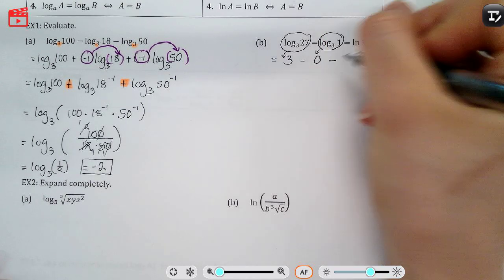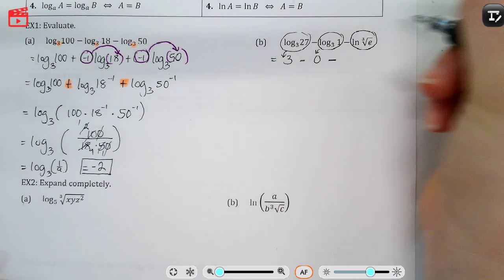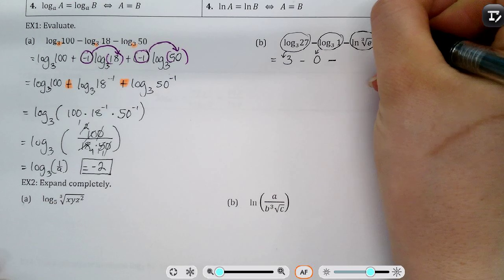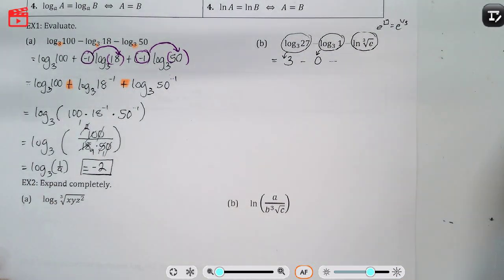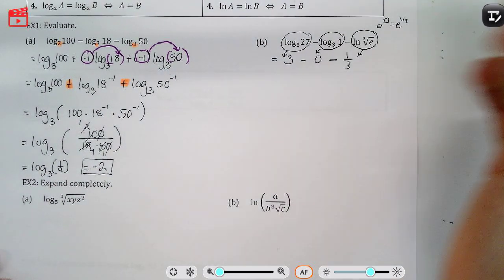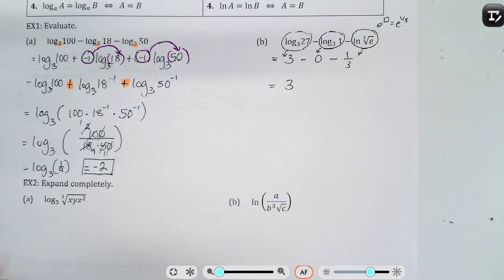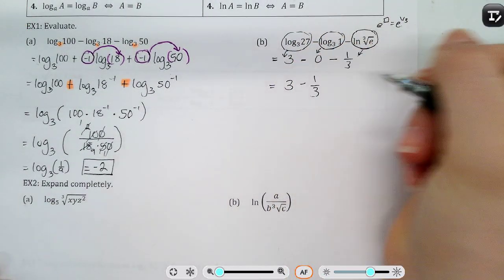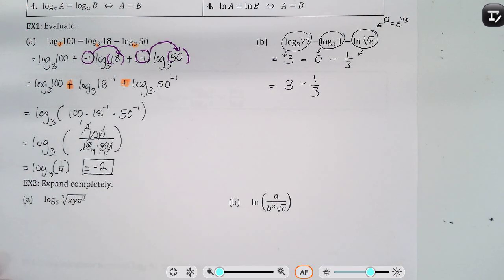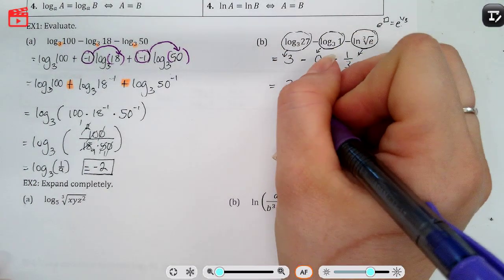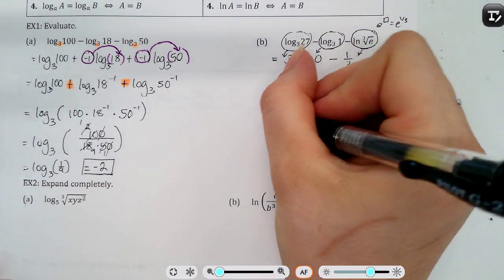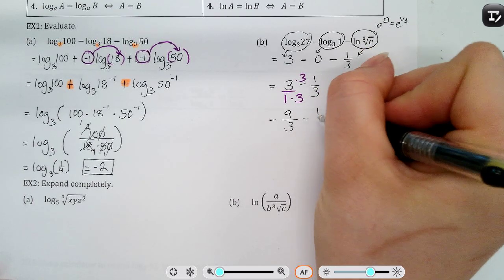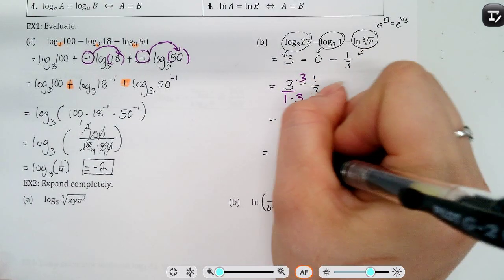Bring down the negative again. And this one, this is saying e raised to what power gives me e to the 3rd power? Well, a third. So then this is going to be 3 minus a third. The 0 cancels out. And now I have the subtraction of two fractions. So I'm going to use the building up property. Make a base of 3. So then I have 9 over 3 minus 1 over 3. Subtracting, I get 8 over 3 as my answer.